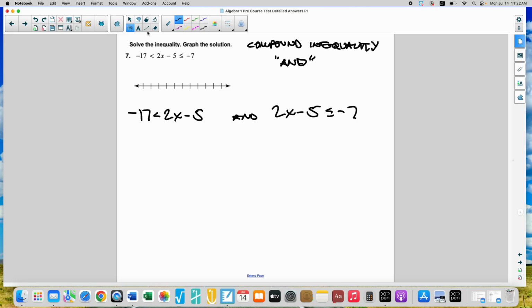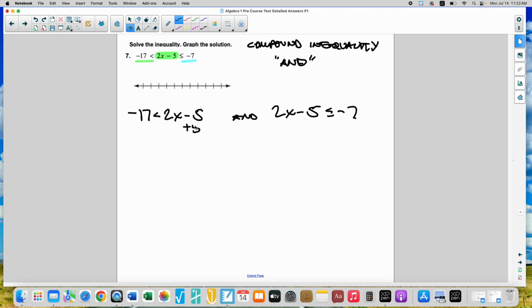So notice this middle statement. Notice this little middle part gets both of the pieces. So we get it with that, and then we get it with that. So negative 17 is less than 2x minus 5. And then we write a statement, and 2x minus 5 is less than or equal to negative 7. So this statement has to be in both of these pieces. And now we solve it.